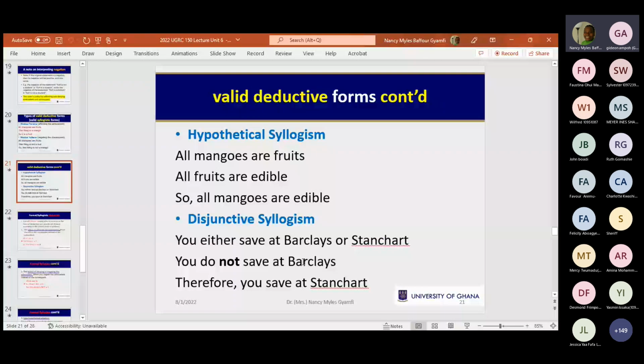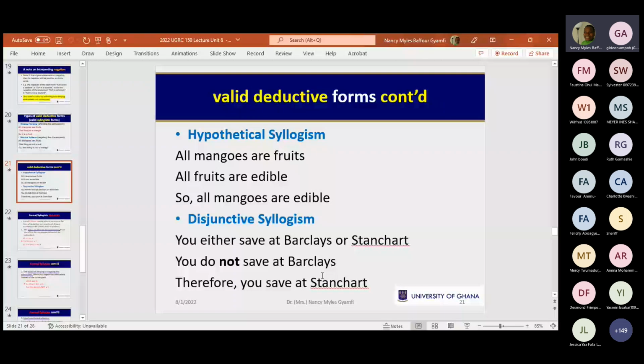Yes. So disjunctive syllogism works that way. A or B. That is, I save at Barclays, on your screen now, or I save at Stanchart. Then I tell you in the premises, not Barclays. That is a negation of Barclays. Then it means that I save at Stanchart. Or I could have said not Stanchart. Then the conclusion will be Barclays. That is the valid disjunctive syllogism.